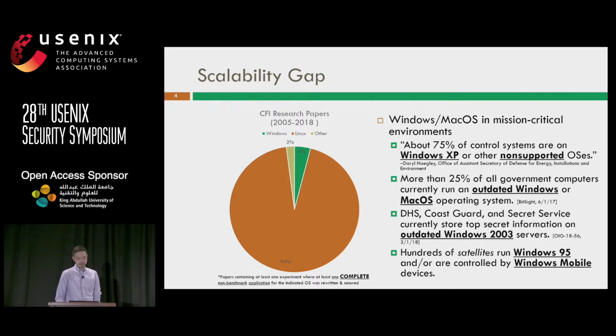Even in mission-critical environments, we get the same picture. Here are some reports we collected. According to the DOE, about 75% of control systems are running Microsoft Windows XP, and more than a quarter of all government computers currently run outdated Windows or Mac OS. Various agencies store their secret information on outdated Windows 2003 servers, and there are hundreds of satellites running Windows 95 above our heads. So this is the real world.